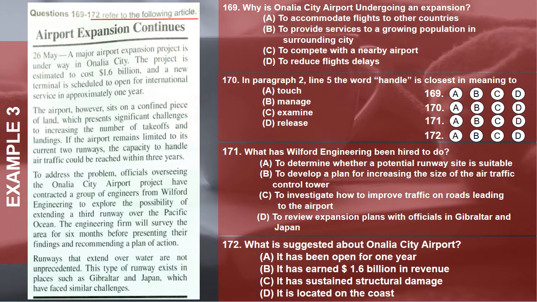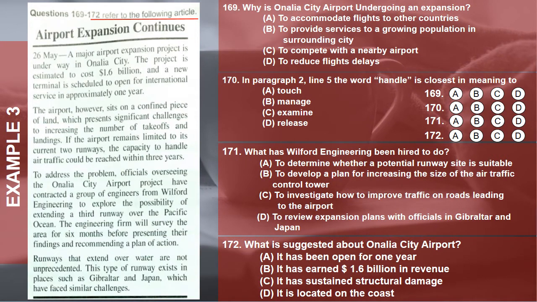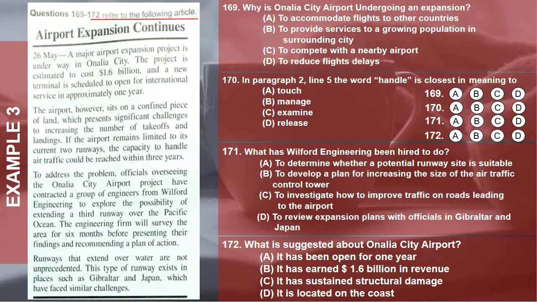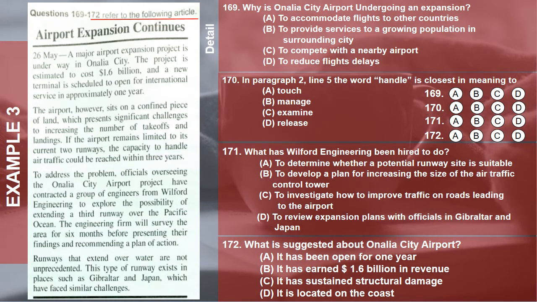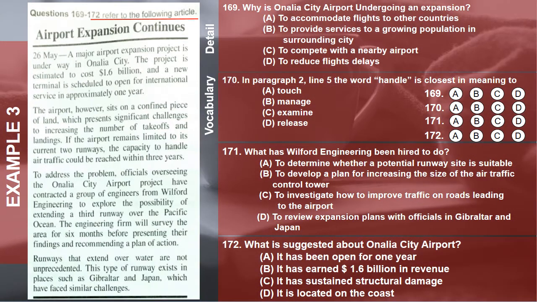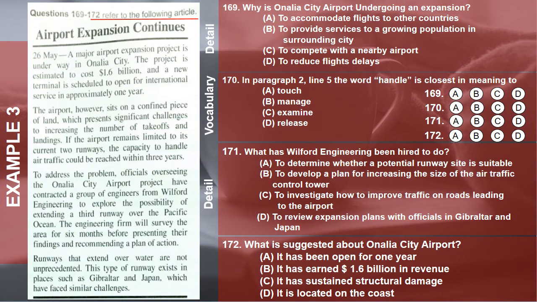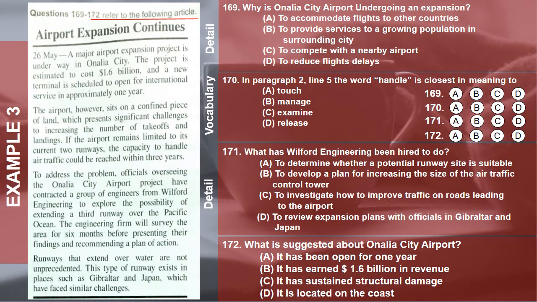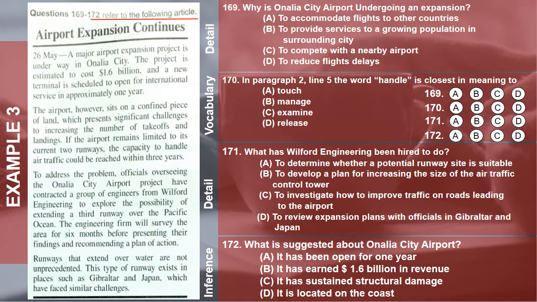So go to the questions and determine what kind of questions. So there are 4 questions. 169, why is Honolulu City Airport undergoing an expansion? So it's a detailed question. 170, the paragraph 2, line 5, so it is a vocab question. And 171, what has Wilford Engineering been hired to do? Okay, it's a detailed question. And 172, what is suggested about Honolulu City Airport? So it's an inference question. The details for this will not be explicitly given. So let's go and solve this one.